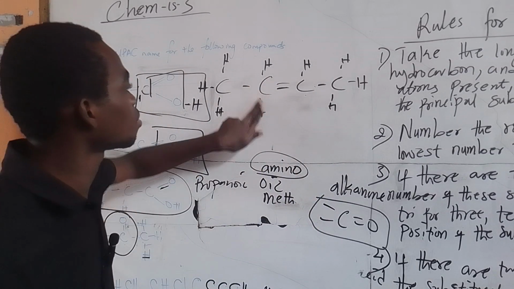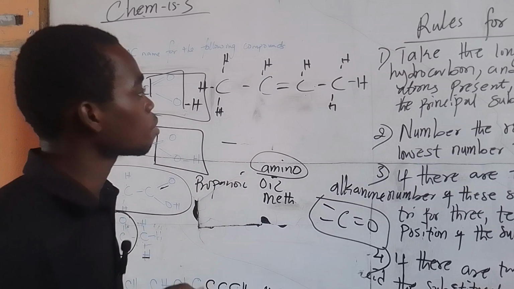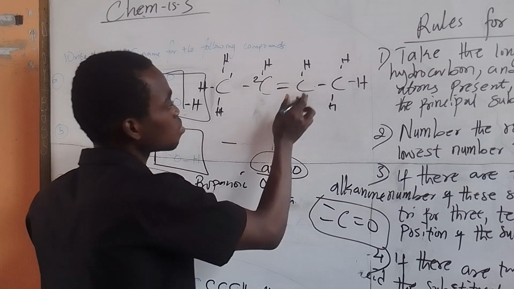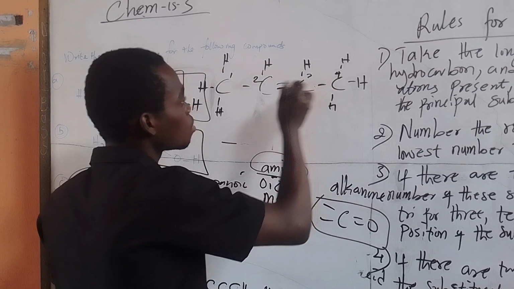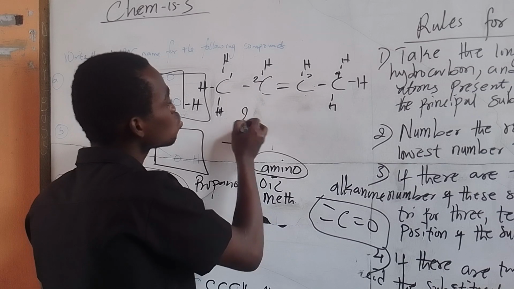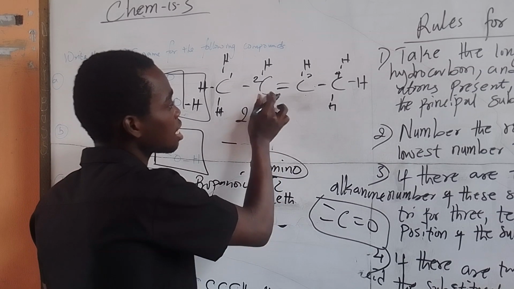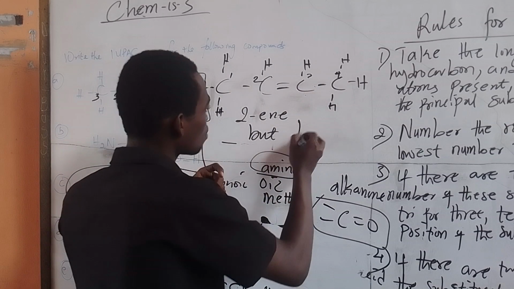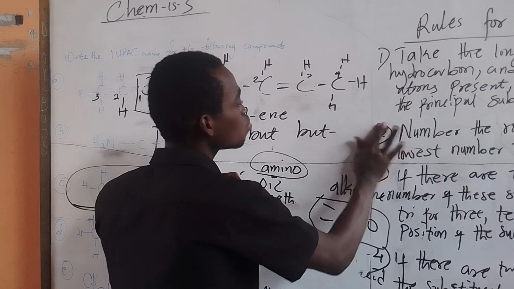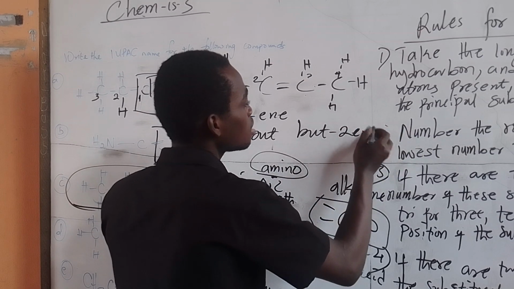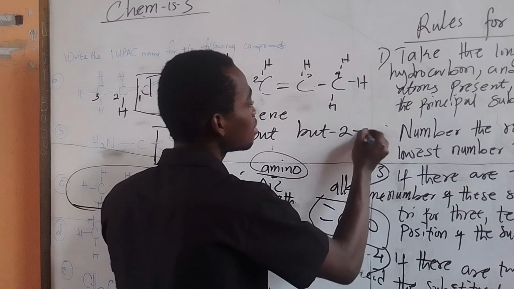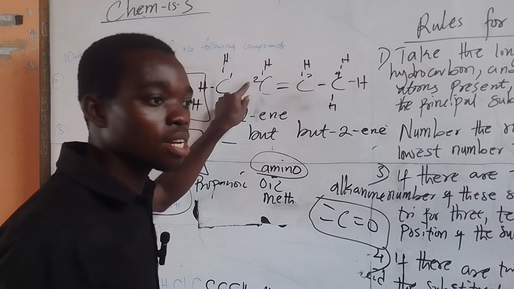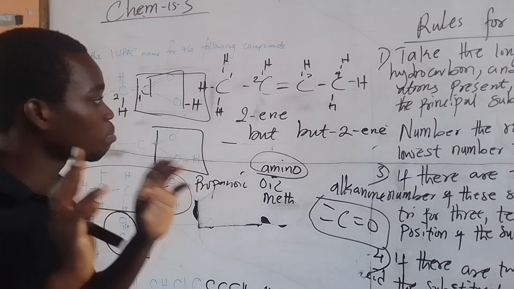Now, if I want to name this kind of compound, this is 1, this is 2, this is 3, and this is 4. So I can call this but-2-yne, because my -yne is at the second carbon, and but because it is 4 carbons. This is telling you that my -yne is between the second carbon.